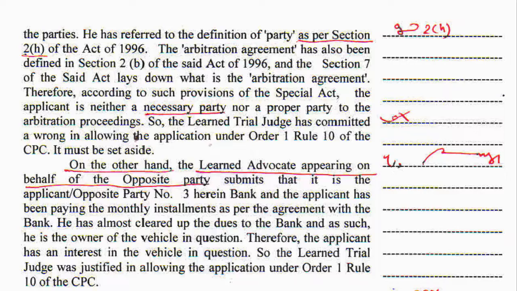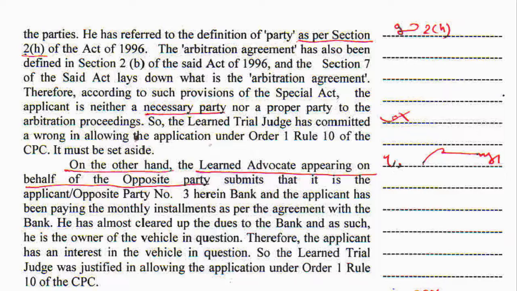Therefore, the applicant has an interest in the vehicle in question, so the learned trial judge was justified in allowing the application under Order 1 Rule 10 of the CPC. So the application under Article 226/227 of the Constitution should be dismissed. Therefore, the point that arises for decision in this application is whether the impugned order can be sustained.